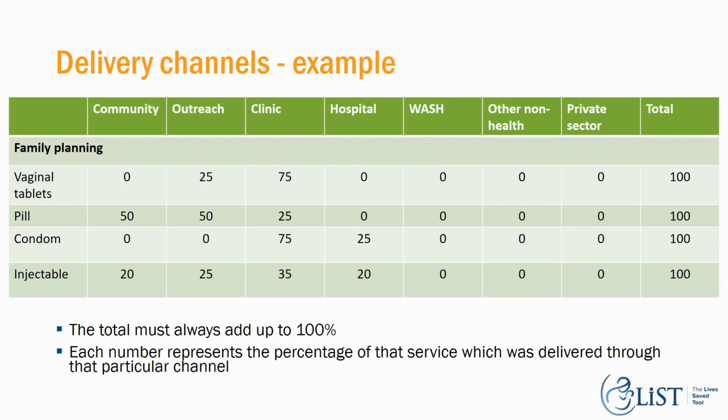To give an example, for the delivery channels, the total always needs to sum up to 100%, and this will give the percentage of the total instances of that intervention that are delivered through these channels. Well, through those respective channels.